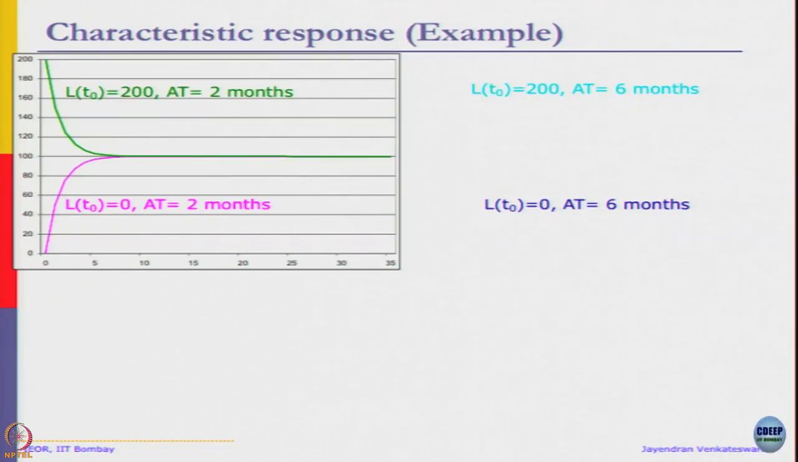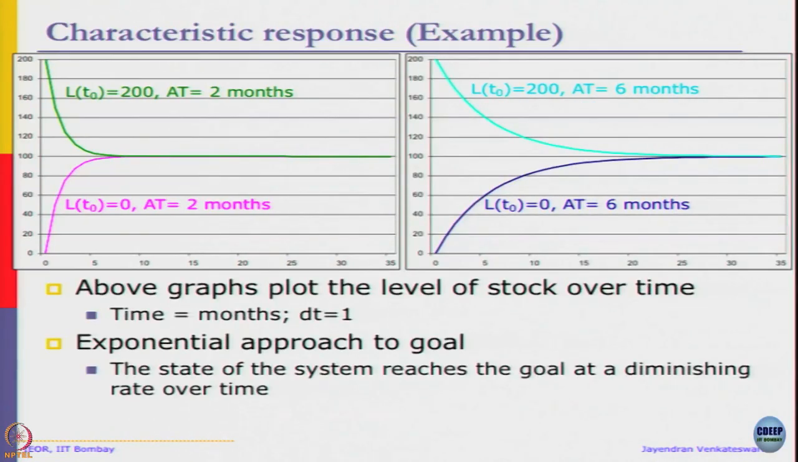I have the graphs here also: when the initial level is 200 and adjustment time is 2, and when the initial level is 0 and adjustment time is 2. Of course, it will be a mirror image, except that you are approaching the goal from either the top or the bottom, as the case may be. And as adjustment time becomes longer, it is going to take even longer to reach your goal. That is what these graphs are telling us. But as each adjustment time passes, we will be adjusting about 60 to 65% of the discrepancy. An exponential approach to goal happens: the state of the system reaches the goal at a diminishing rate over time.